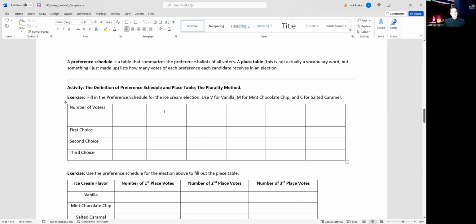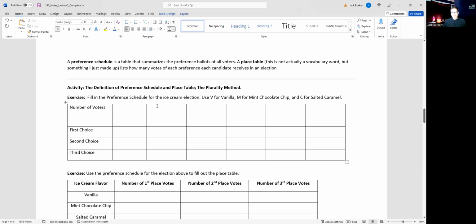But basically what we do to find the preference schedule is we just want to take the number of voters and then which preferences those voters have. And what I'd like to do is have the most popular set of preference ballots in the first column, so the one with the most votes, and then we'll just go in descending order. So how do we fill out a preference schedule for the ice cream election?